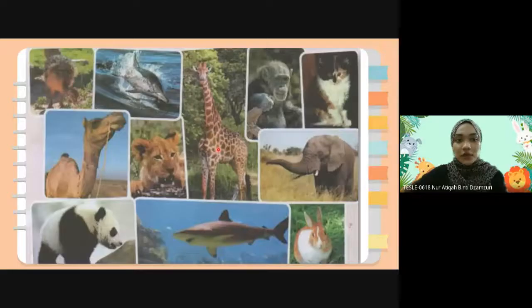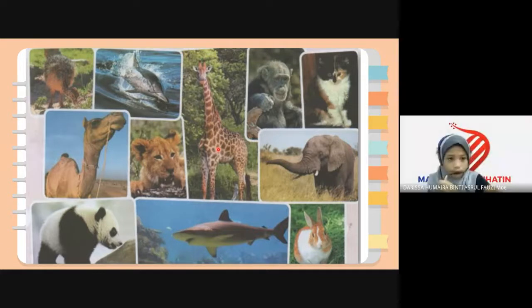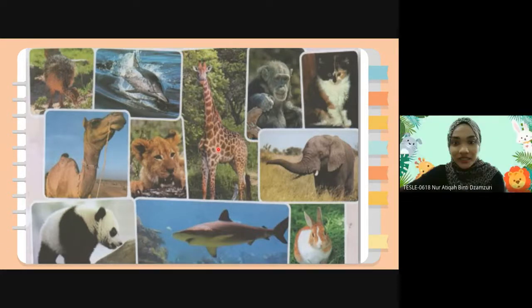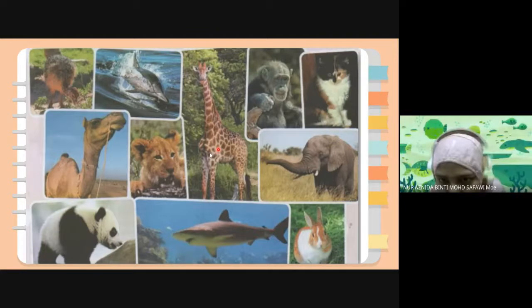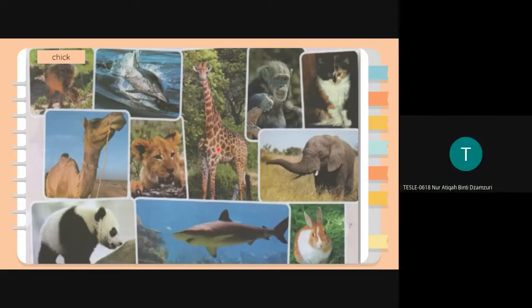Now, the first picture. What is the first picture? Yang tu, yang tengah tunjuk tu. What is that? What do you think? Yes? Chick. Very good. It is chick. Anak ayam. Dia belum lagi jadi chicken. Dia masih bayi. Dia masih anak dia lagi.